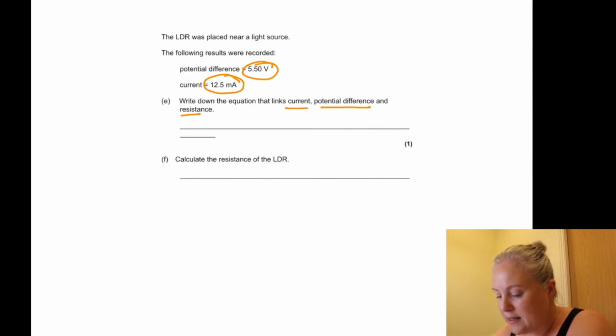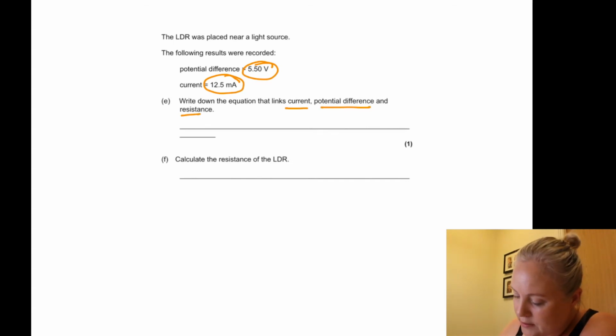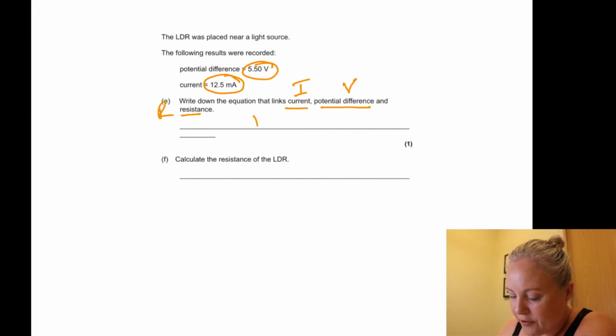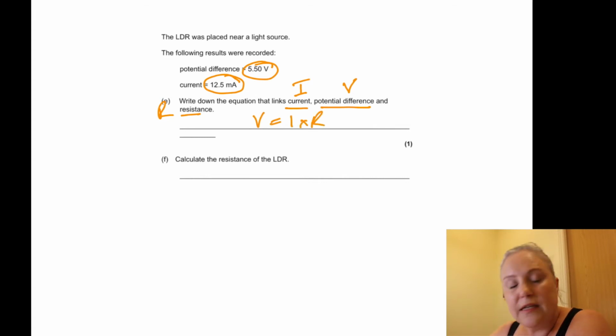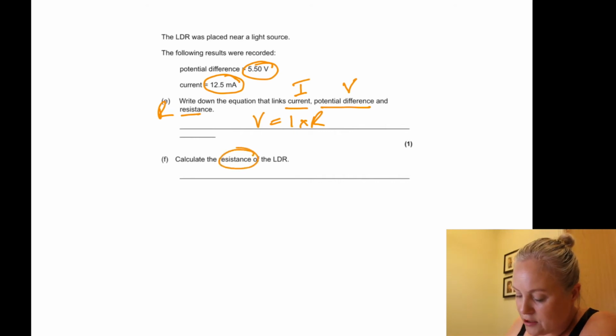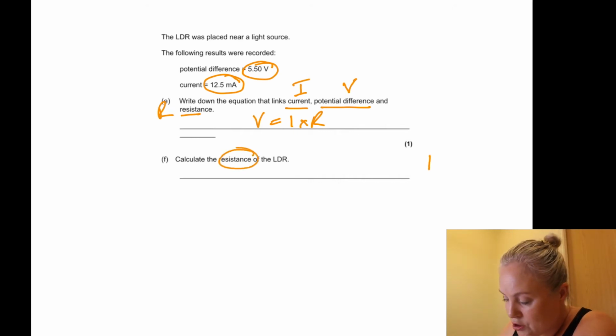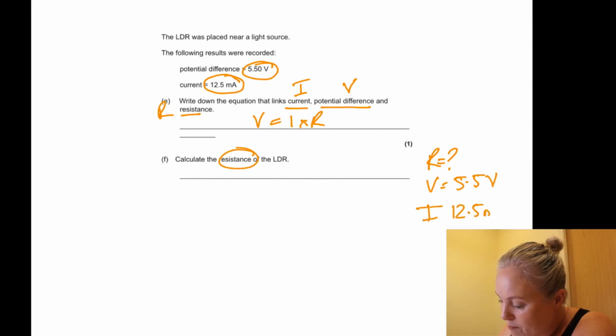So what equation links these three things? Well, current symbol is I, potential difference symbol is V, and resistance symbol is R. What links these? V equals I times R. Potential difference equals current times resistance. Now calculate the resistance. So we're being asked to work out the resistance. We don't know the resistance, but we do know that the potential difference is 5.5 volts, and we do know that the current is 12.5 milliamps.